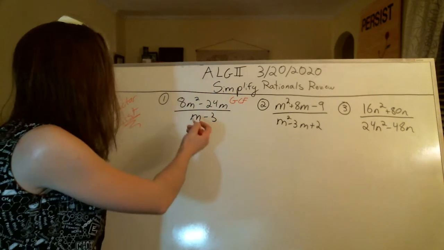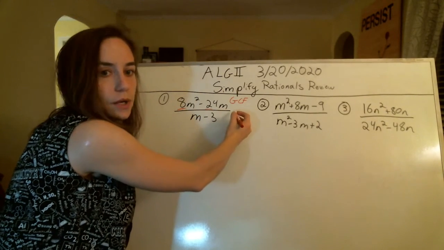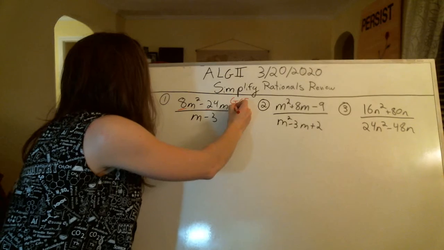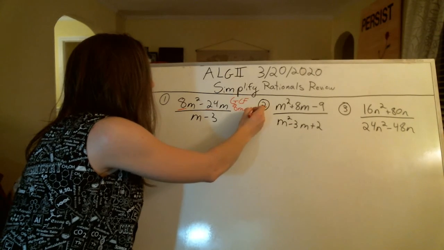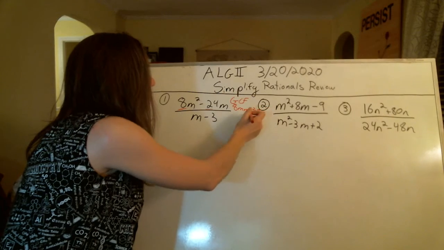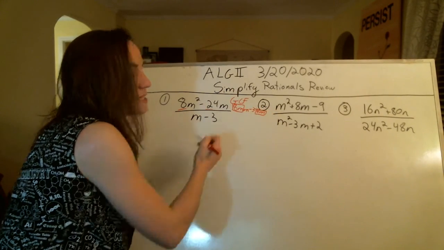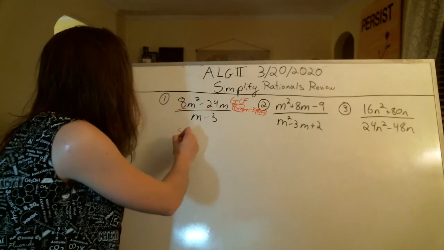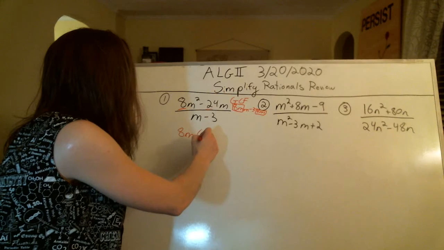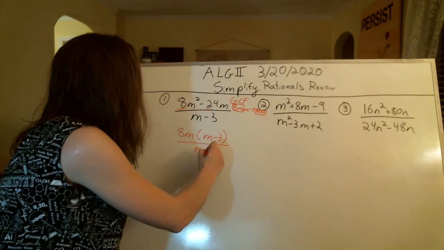Okay, so GCF, we're looking at that 8, so you could rewrite it, I'm going to write a little small, but you can always pause and stare at it. 8m minus 3 times 8m, which means our greatest common factor is that 8m. 8m is coming out, so we're going to rewrite it as 8m times m minus 3 over m minus 3.